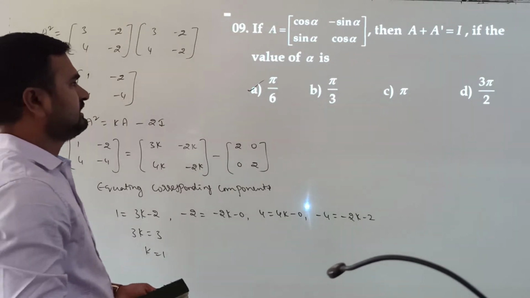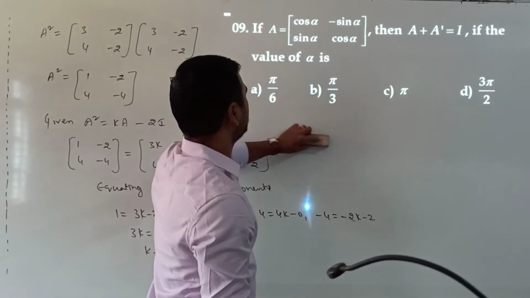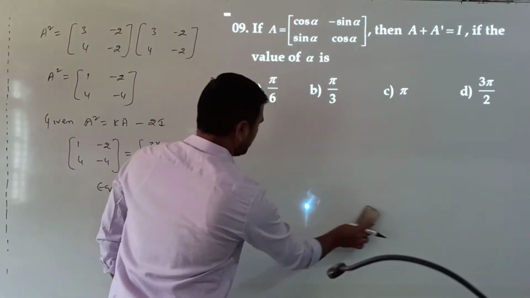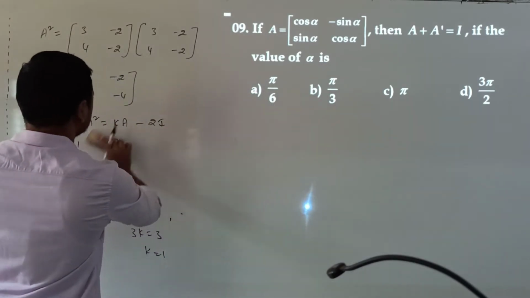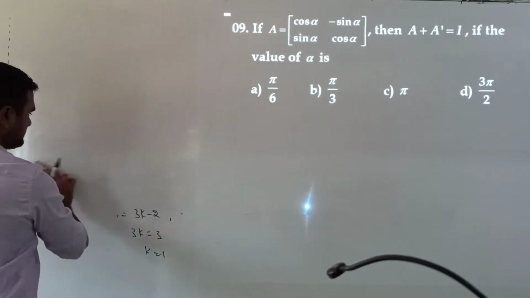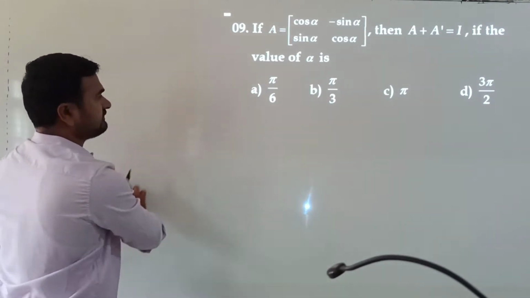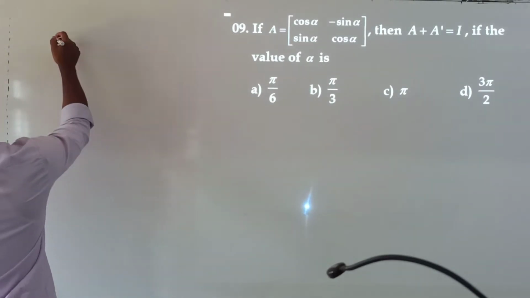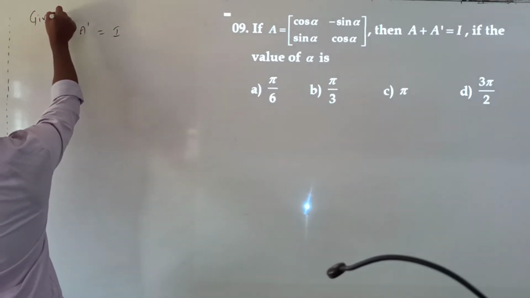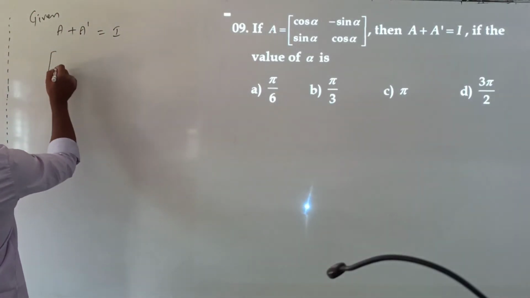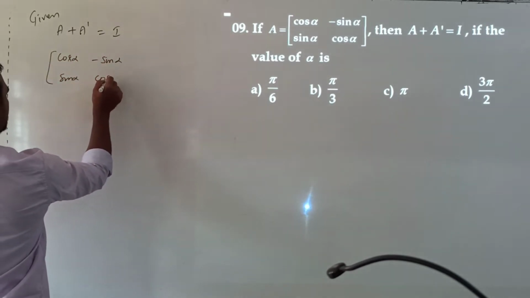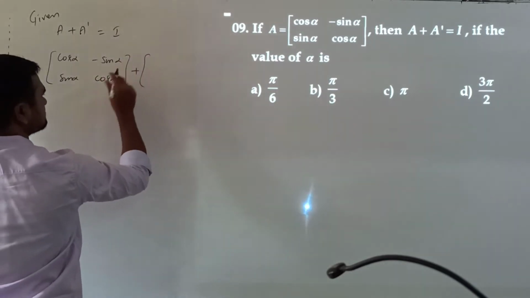If A is given, then A plus A dash equal to I. If the value of alpha is... So we need the alpha value so that A plus A dash is equal to I. So by solving that equation A plus A dash equal to I, we can get the alpha value. So what is A plus A dash equal to I? This is given. A is cos alpha, minus sin alpha, and A dash.